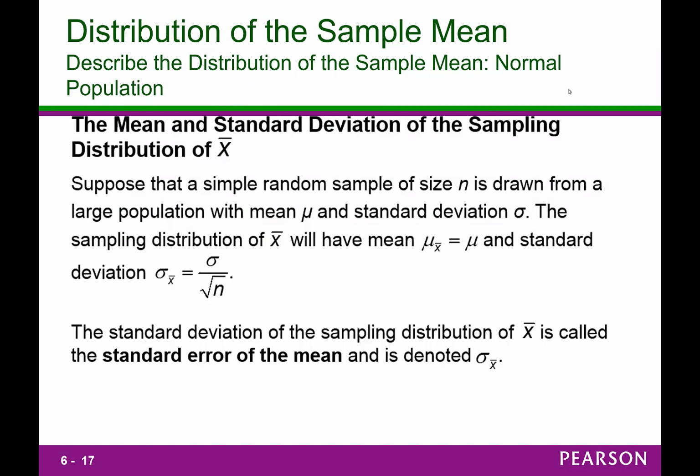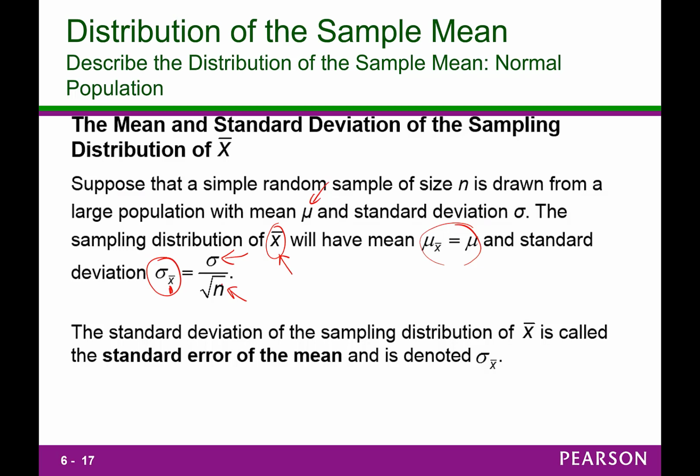Suppose that a simple random sample of size n is drawn from a large population with mean mu and standard deviation sigma. The sampling distribution of all sample means x bar will have a mean equal to the mean of the population. And the standard deviation of all sample means is equal to the standard deviation of the population divided by the square root of n. This conclusion is very important in statistics. That is the central limit theorem.